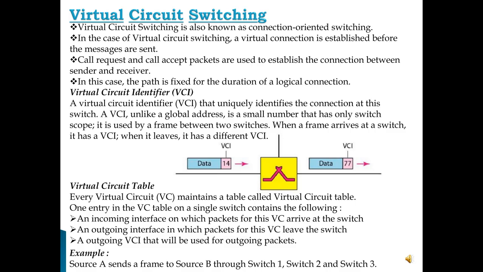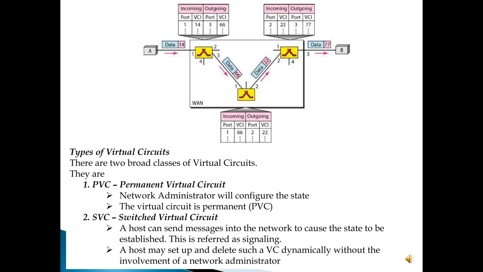For example, source A sends a frame to destination B through switch 1, switch 2 and switch 3. Now, here you can see the example which we discussed just now. The specified tables, which are also known as the switching tables, and the way the data is transmitted. So, from sender A, the data gets transferred with VCI value 14 and moves to switch 1.